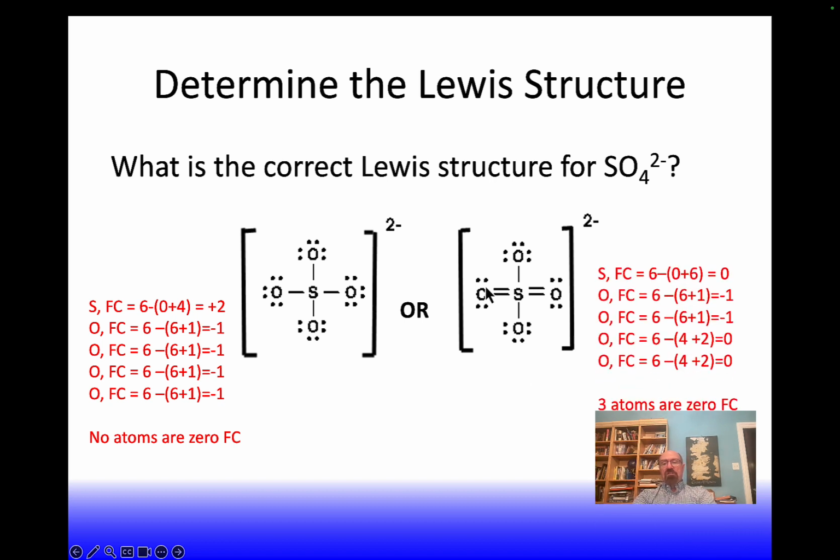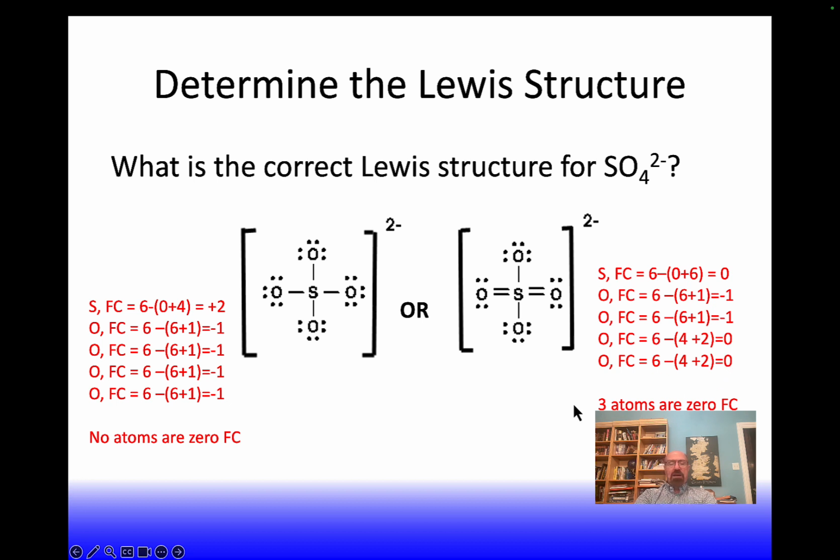Now, in this structure, the sulfur now has a formal charge of 0. If you add it up, 1, 2, 3, 4, 5, it's got 6 bonds. That's going to be plus 6 over here, no lone pairs, 6 minus 6 is 0. Your oxygens that have single bonds each have minus 1. Your oxygens with double bonds each have 0.